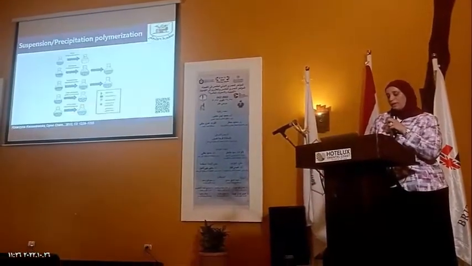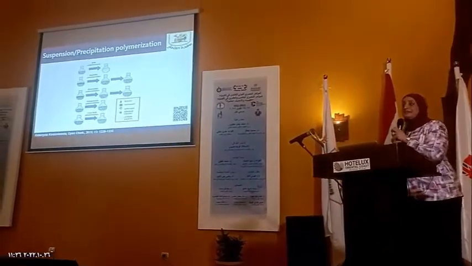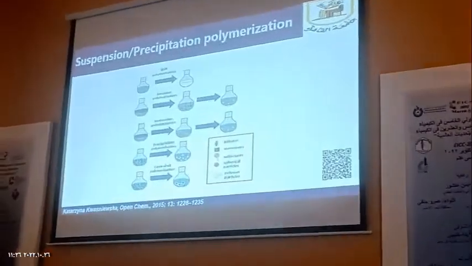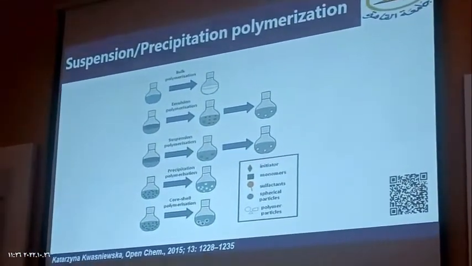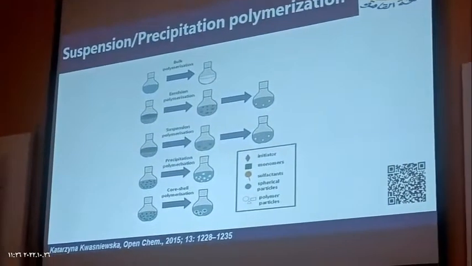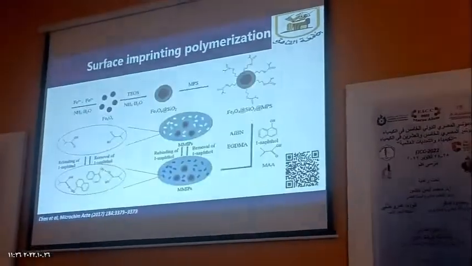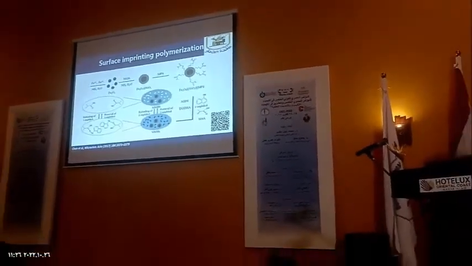So that's why we move to other types of polymerization that can be used to control the size, like emulsion polymerization or precipitation polymerization. But these methods have the problem of using a huge amount of reagents, and that's why they are not environmentally green. In order to have better recovery, we started to have an approach known as surface imprinting.